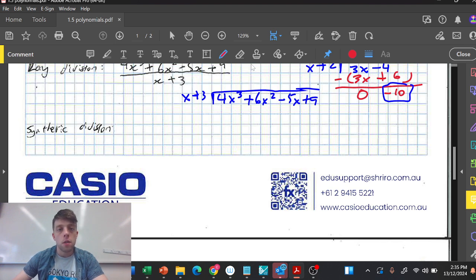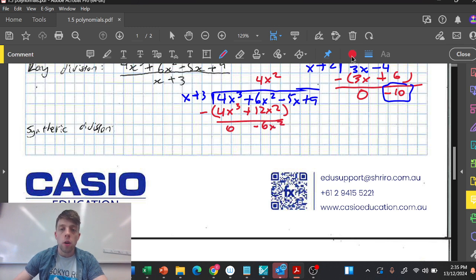So 4x cubed divided by x is equal to 4x squared. And then we take that number, multiply it by the numbers at the front. So we have 4x squared times x, which is equal to 4x cubed, 4x squared times 3, which is equal to 12x squared. We take these two terms minus from these two terms. So 4x cubed minus 4x cubed is equal to 0. And then we have 6x squared minus 12x squared, which is equal to minus 6x squared.